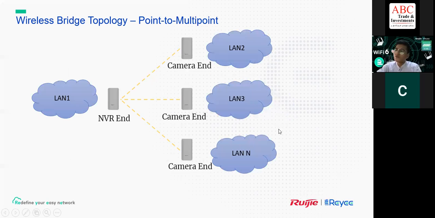Okay, let's see what point-to-multi-point is. As you can see, we have a station, and we connect to different clients for LAN 1, LAN 2, LAN 3. This scenario we call point-to-multi-point. You can also use our products, ESD 350 and 310, in this topology as well.